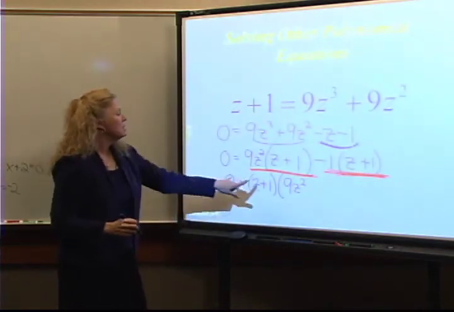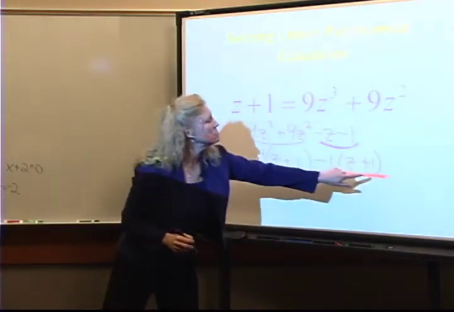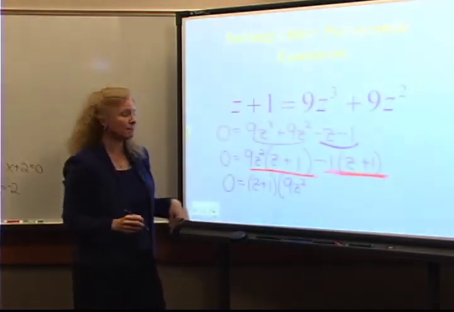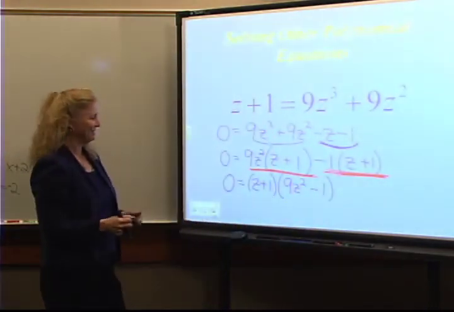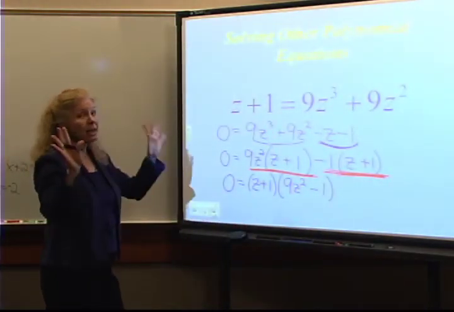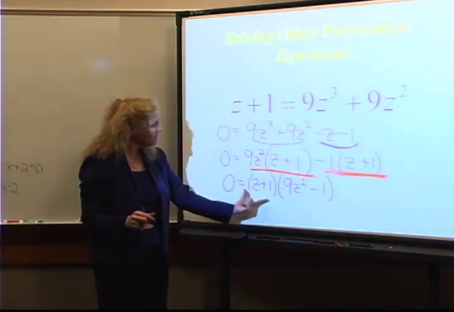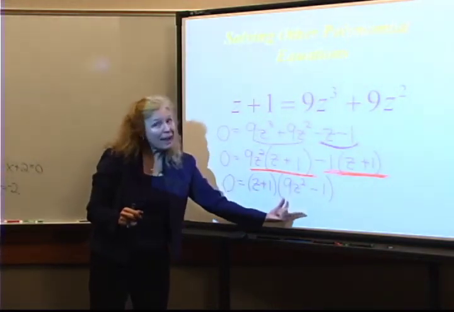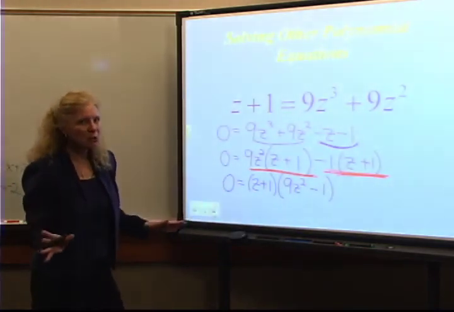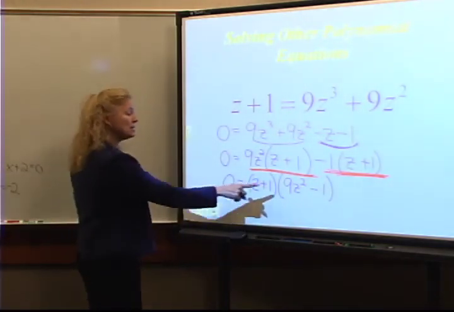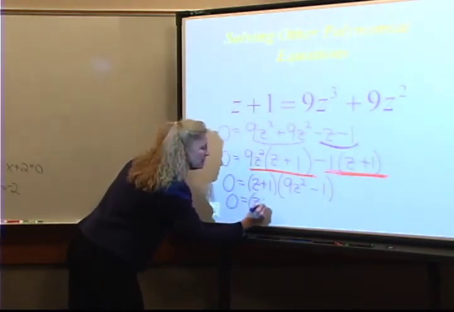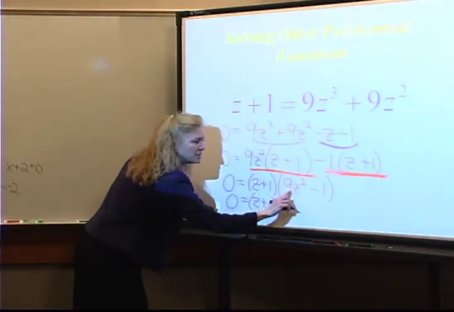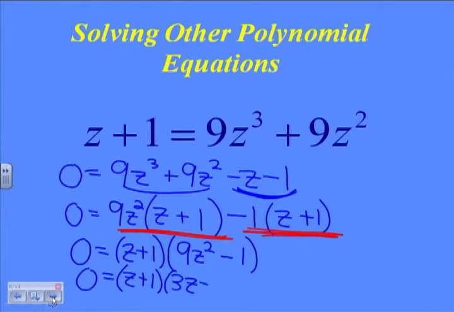Okay? Z plus 1 times what will give me this last mess? A negative 1. Yay! And what's really nice is I am home free at this point because I've got a linear factor and I have a quadratic factor. Both of those are very easy for me to work with. As it turns out, this guy will nicely factor. I have 0 equals z plus 1. Here's a difference of 2 squares: 3z minus 1, 3z plus 1.